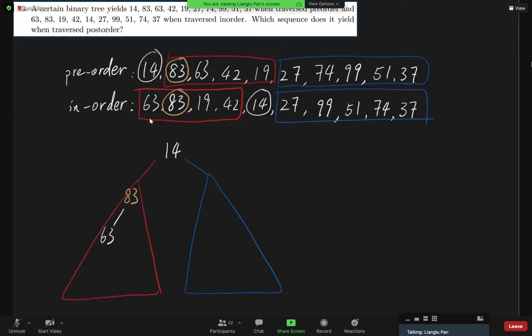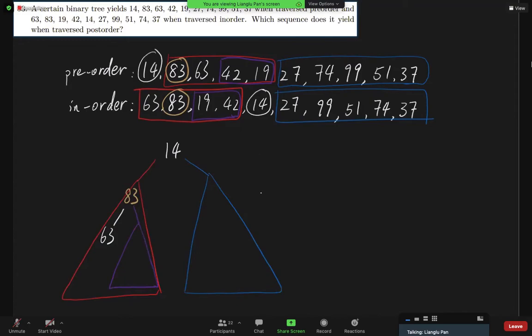And there are 2 nodes in the right subtree, which are 42 and 19, or 19 and 42. Well, in the pre-order traversal sequence, visiting these 2 nodes gives us 42, 19. In the in-order traversal sequence, visiting these 2 nodes gives us 19 and 42. Maybe I'll just use a different color to indicate these 2 nodes. And we know both of them are in the right subtree.